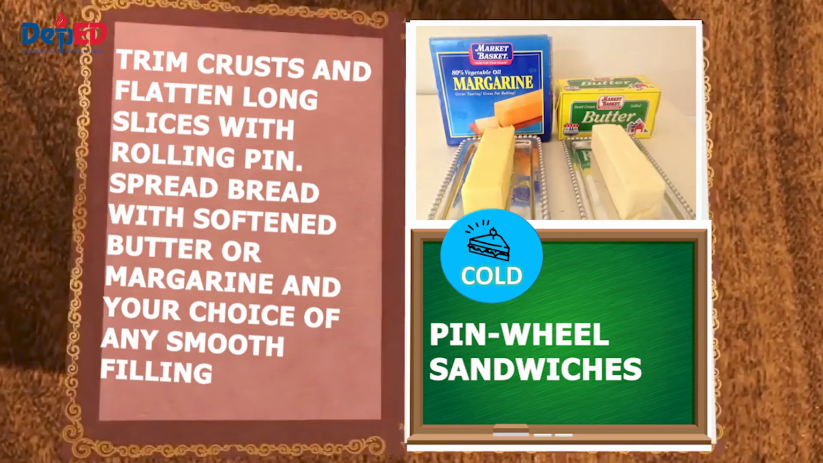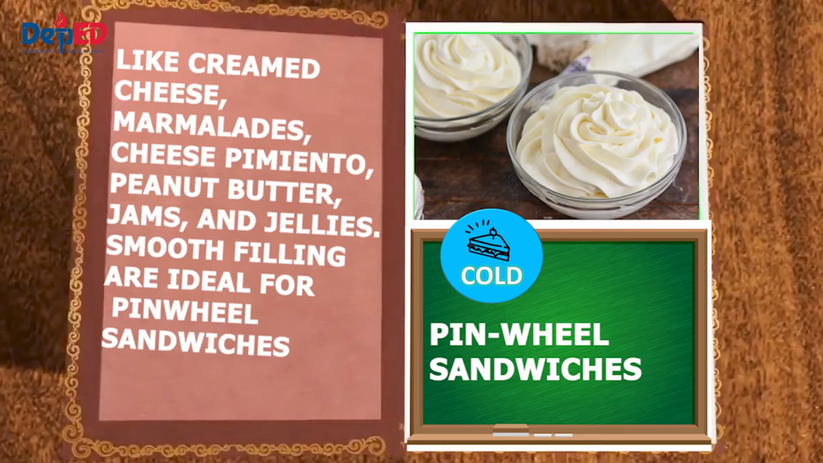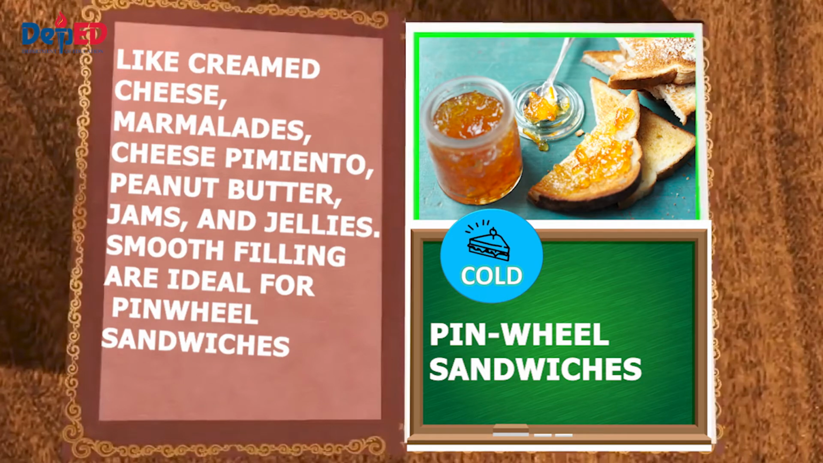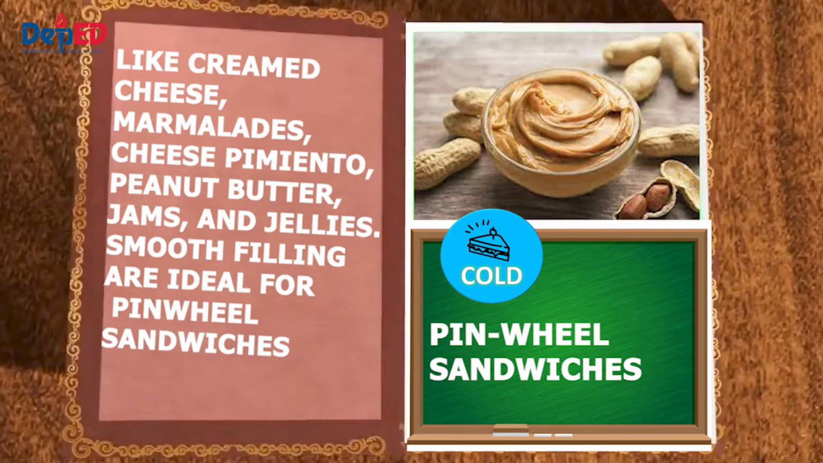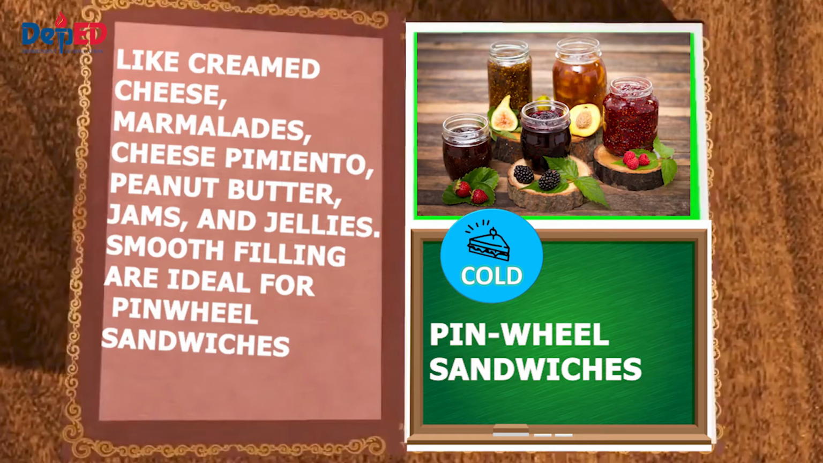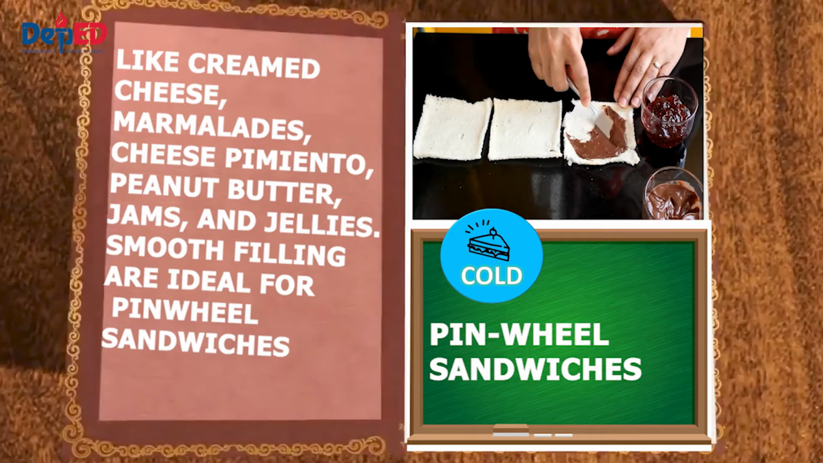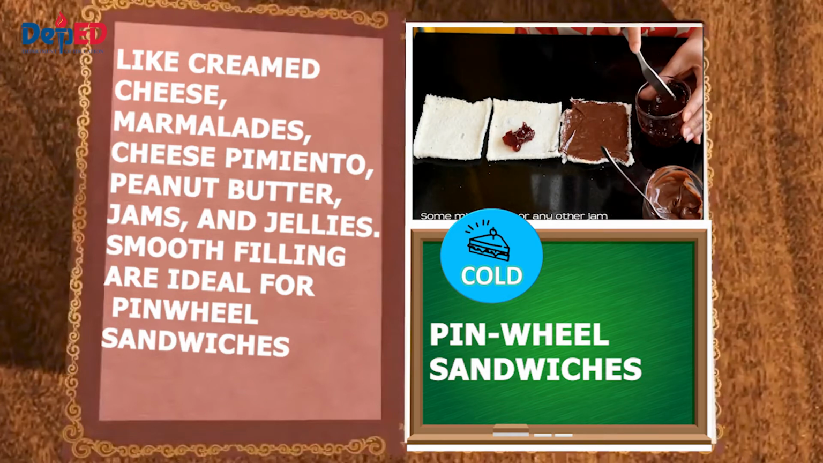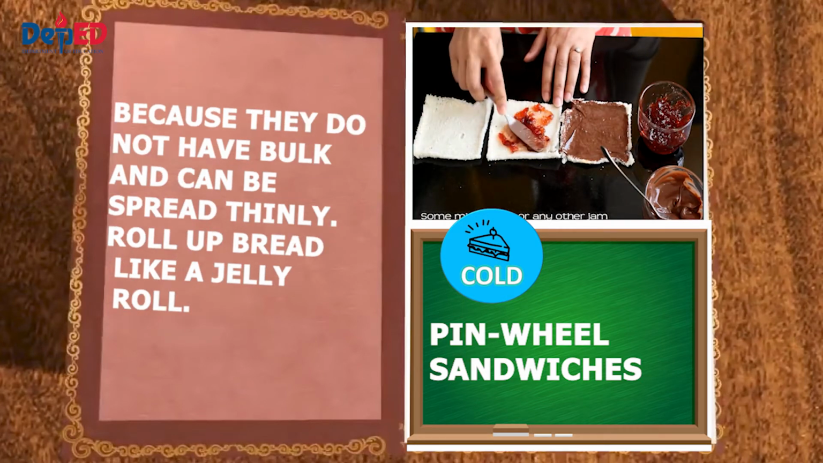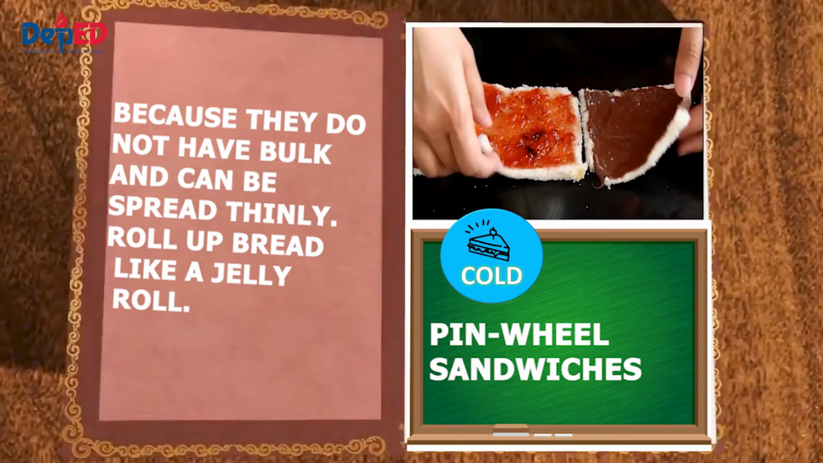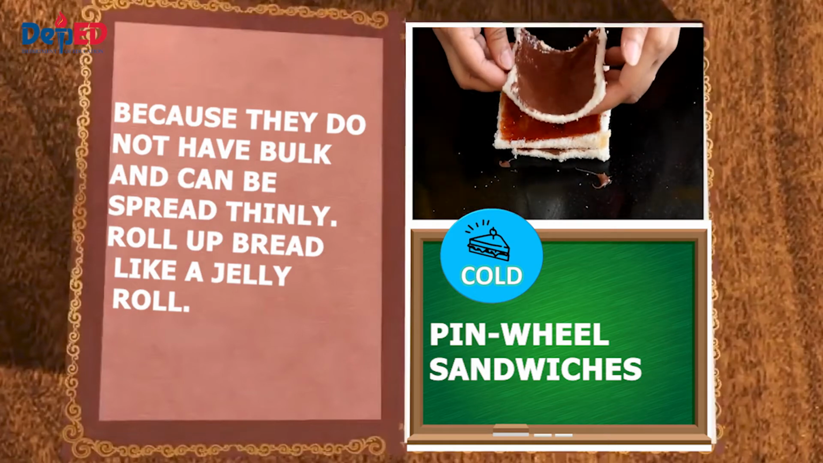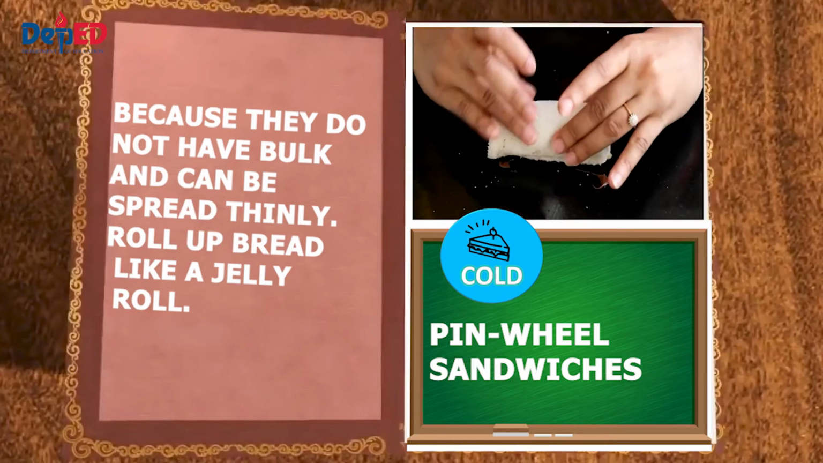Spread bread with softened butter or margarine and your choice of smooth filling like cream cheese, marmalades, cheese pimientos, peanut butter, jams, and jellies. Smooth fillings are ideal for pinwheel sandwiches because they do not have bulk and can be spread thinly. Roll up bread like a jelly roll.